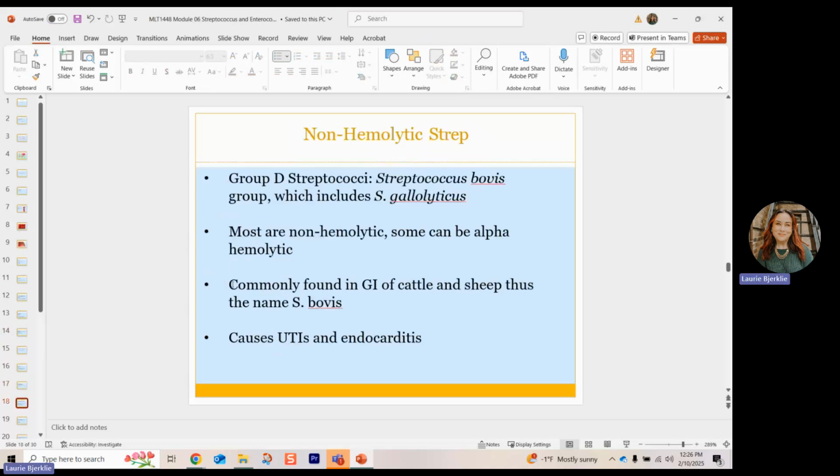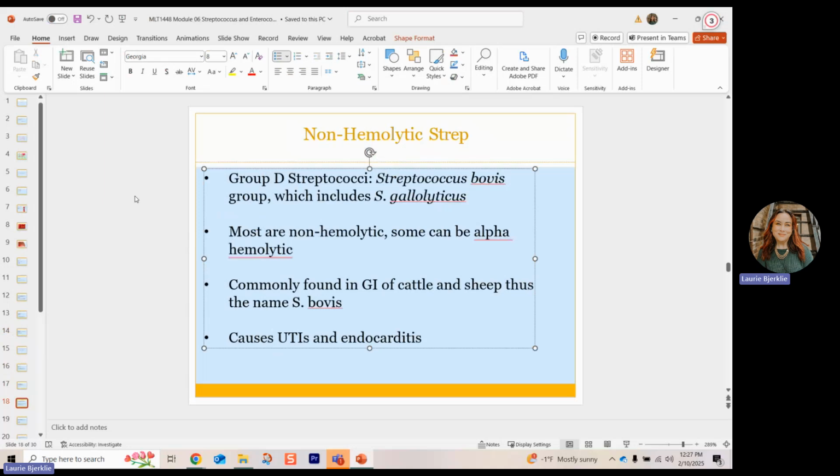And then non-hemolytic strep, the biggest one here would be group D streptococci. This is the Streptococcus bovis group, which includes Streptococcus gallolyticus. So in group D, it'd be the Streptococcus bovis group. They call it a group. Strep gallolyticus is one member of that group D.